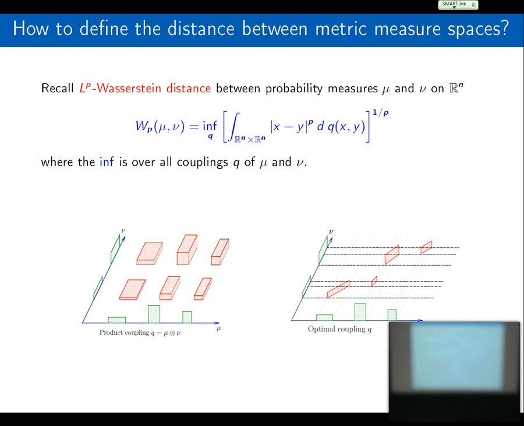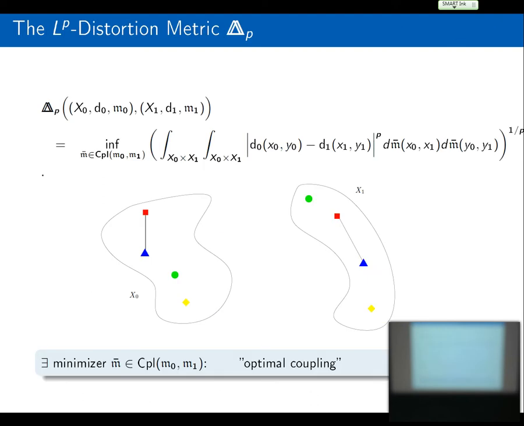This is a result of Brenier, namely the optimal coupling sits on the graph of a function. So this is just a short introduction. Now, we define our distance as follows, and I should write this distance also on the blackboard because it might be important to remember this.